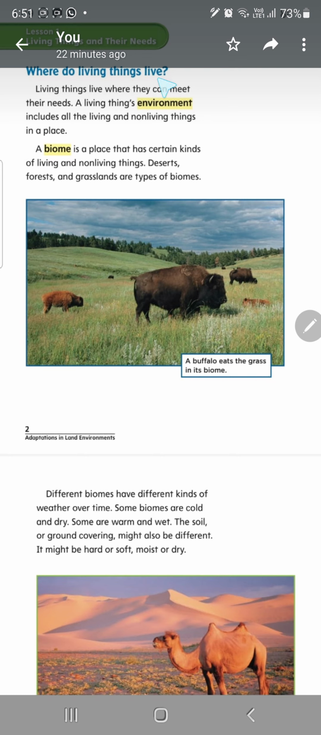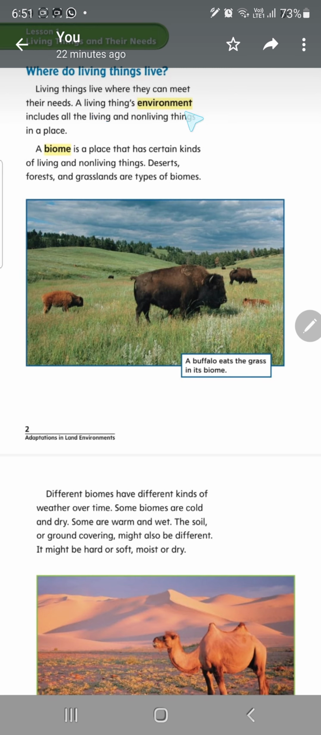Living things live where they can meet their needs. Of course, living things need water, air, food. So where can they find their needs? You will find living things. So what do we call this? Environment.